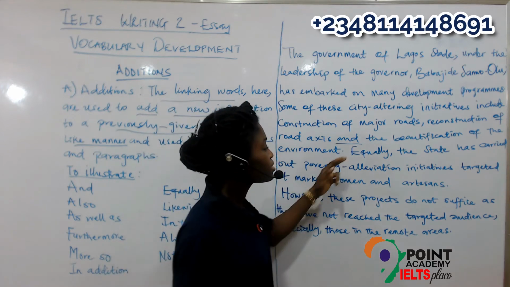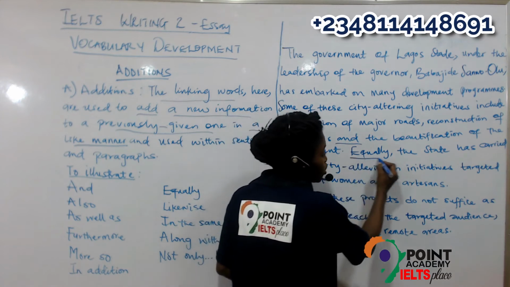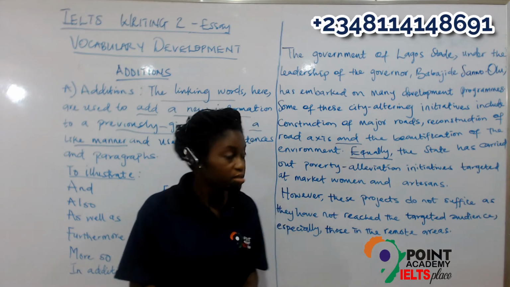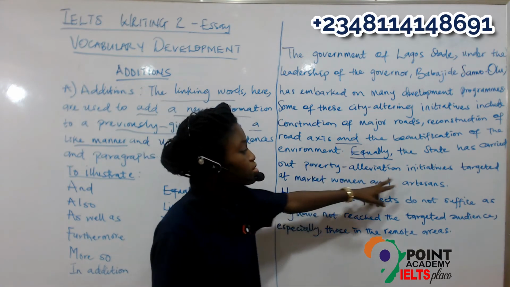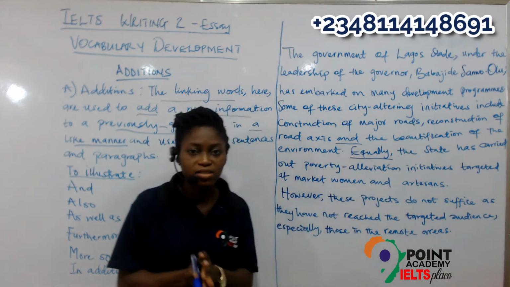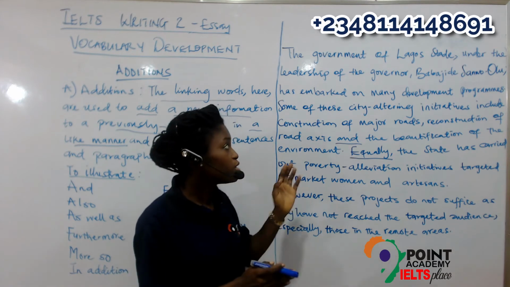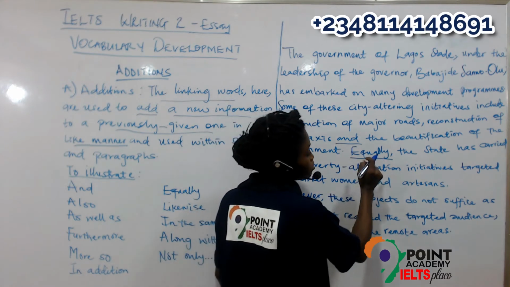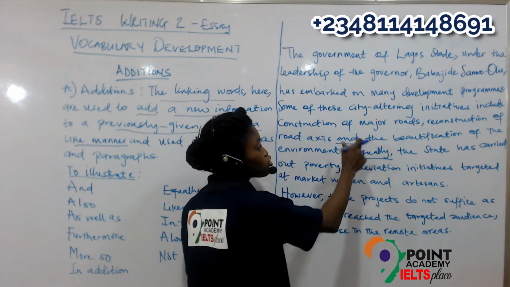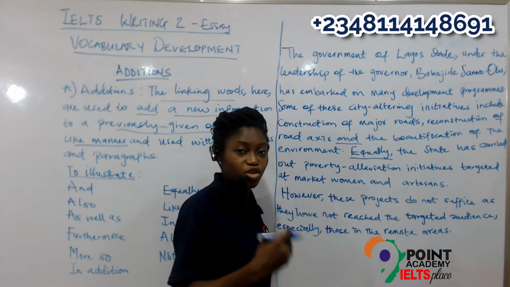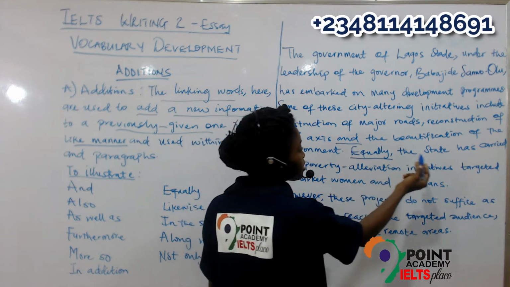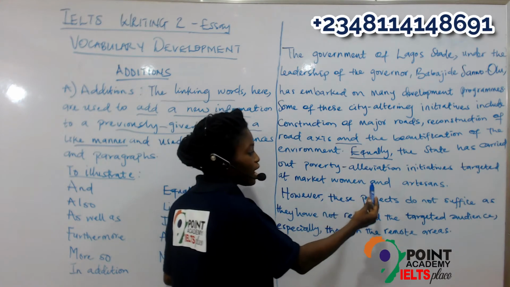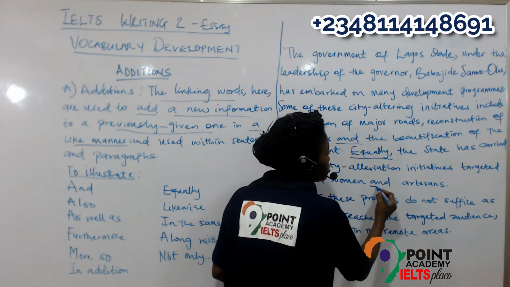Now, the third sentence starts with another transition, which is "equally." Equally means in a like manner. That is, you're still talking about initiatives. You haven't left initiatives, that is the things the government of Lagos State have been working on. So now this one is an addition. That is, the sentence here is an addition to what you've had before. You are giving new information. Equally, the state has carried out poverty alleviation initiatives targeted at market women and artisans. Now, this is another addition.